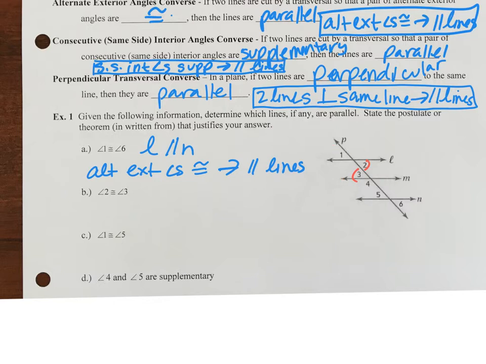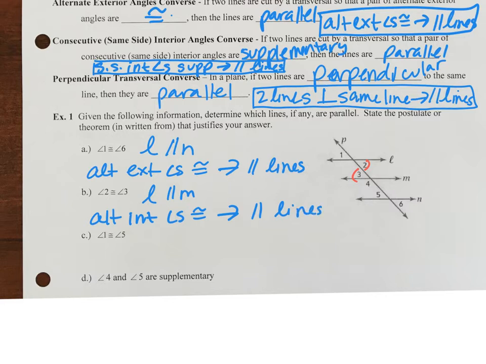two lines cut by a transversal such that alternate interior angles are congruent, so we can conclude that those two lines, line L and line M, are parallel. So we will say that L is parallel to M, and the reason we'll give is that when this time alternate interior angles are congruent, we can conclude that we have parallel lines.